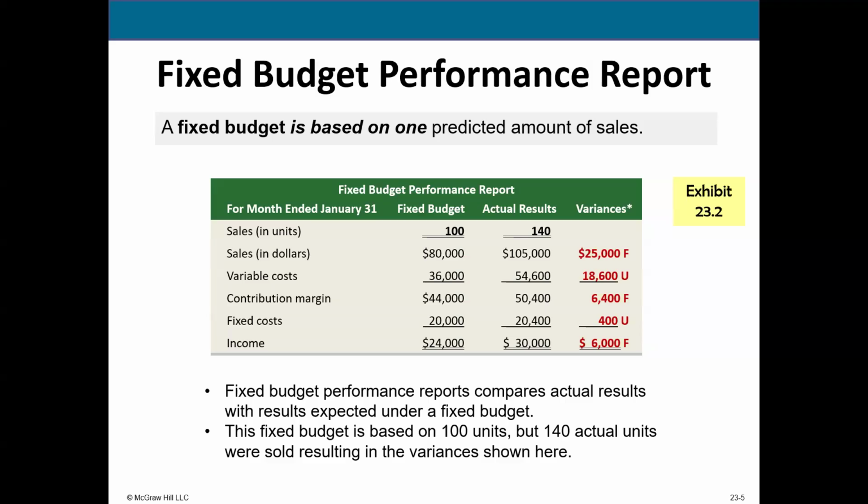And so here in this example, we planned on selling 100 units. We actually sold 140 units. Well, that part's good, right? We sold more than what we had budgeted for. So that's good, right? In terms of units and sales dollars, that's a good thing because we sold more than what we had budgeted for. So instead of selling $80,000 worth of stuff, I sold $105,000 worth. That's a good thing. That's favorable, right? It means I sold 25,000 more than what I had planned on selling.